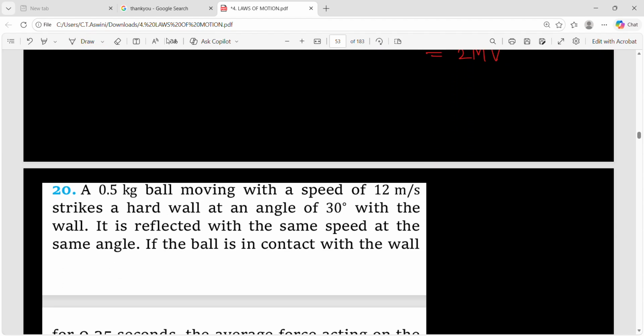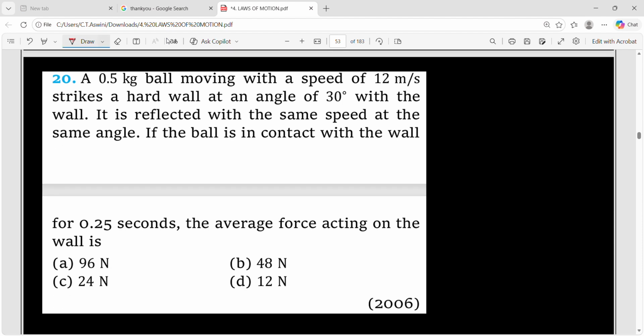Before solving the questions, remember the formulas, okay? A 0.5 kg ball, that means mass is given, moving with a speed of 12 meters per second, V is given, strikes a hard wall at an angle of 30 degrees with the wall. The angle with the wall is given, which is theta here. It is reflected with the same speed, that means energy is not lost, at the same angle. If the ball is in contact with the wall for 0.25 seconds, so time of contact is given, you have to find the average force acting on the wall.